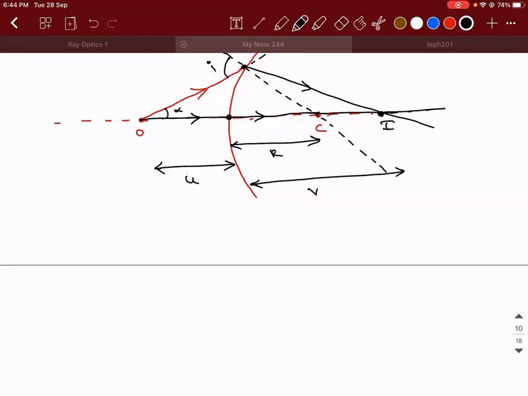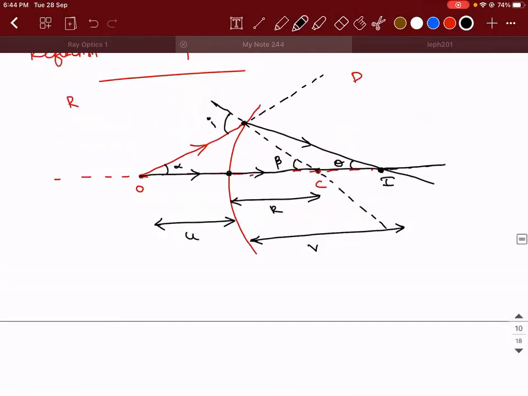If I take this angle as alpha, this angle as beta, and this angle as theta, then if this is the angle of incidence, this is the angle of refraction. Am I clear till this point? Yes, sir.